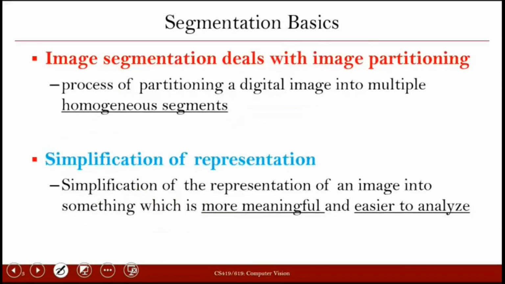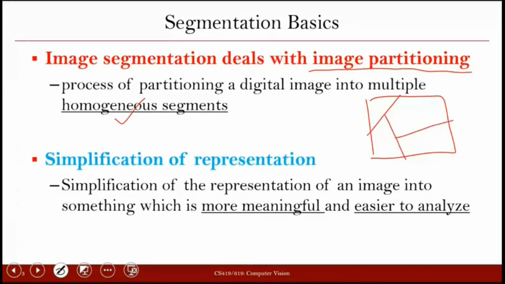So let us first see what basically we mean by segmentation. Whenever we talk about segmentation in any image, it basically deals with partitioning of the image in such a way that in one partition you have a homogeneous region, right? So for example, if you have an image like this and you have partitioned it into segments like this, then if this particular area is one segment, this means all the pixels in that area of the image have similar characteristics, right?